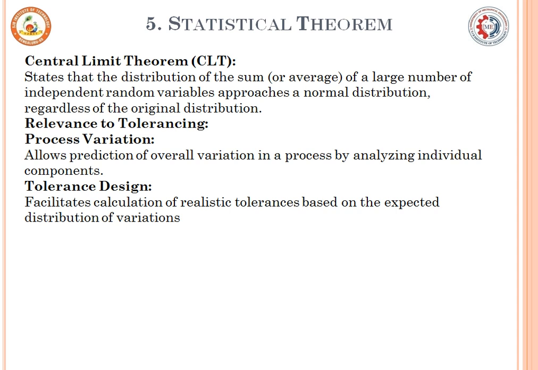So what about the rejection parts? The relevance of tolerancing is that process variations are predicted in a process by analyzing individual components. Statistical tolerancing facilitates calculation of realistic tolerances based on the expected distribution of variation. By tolerancing, we will be able to check how the machining is happening and how the variations must be controlled, whether the lot must be selected or accepted within the specific control limit.